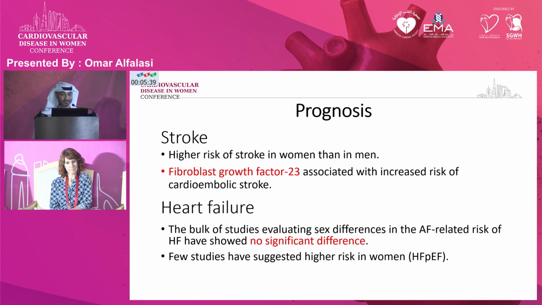So prognosis, stroke. Females have a higher risk of stroke compared to males, and I think this has been shown because it was one of the factors that was added to the CHA2DS2-VASc. Again, here, one theory, even though the evidence behind it is weak, is that fibroblast growth factor was associated with a higher risk of cardioembolic stroke and not the other sort of stroke. So maybe this is something that needs further investigation.